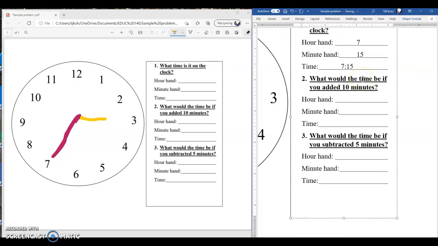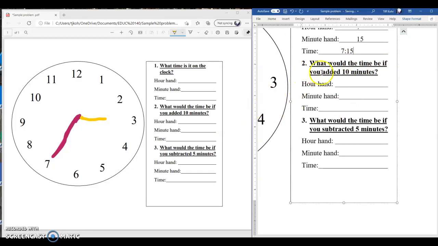Now, whether it's AM or PM, it could be up to you. You can choose whichever one you like. We go on to question number 2. So this is where we use our clocks. What would the time be if you added 10 minutes?